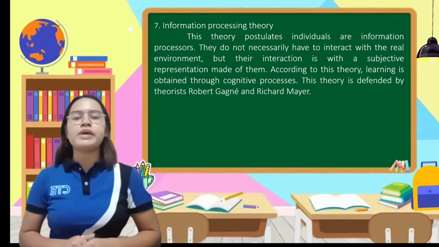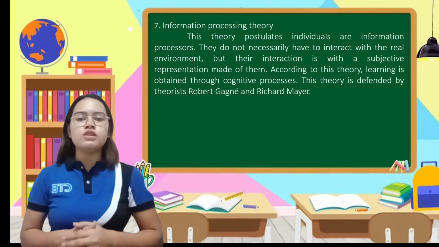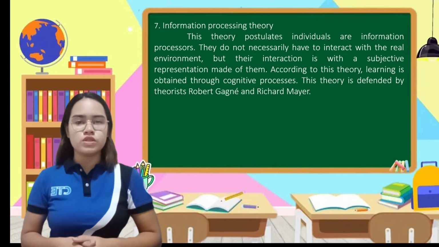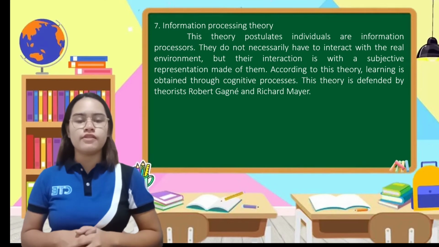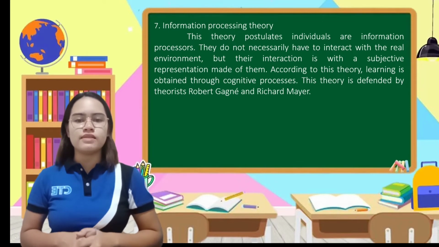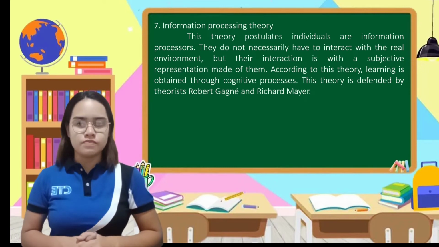Seventh, information processing theory. This theory postulates individuals are information processors. They do not necessarily have to interact with the real environment, but their interaction is with the subjective representation made of them. According to this theory, learning is obtained through cognitive processes. This theory is defended by theorists Robert Gagné and Richard Mayer.